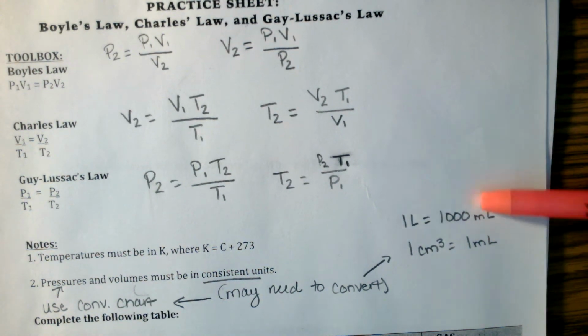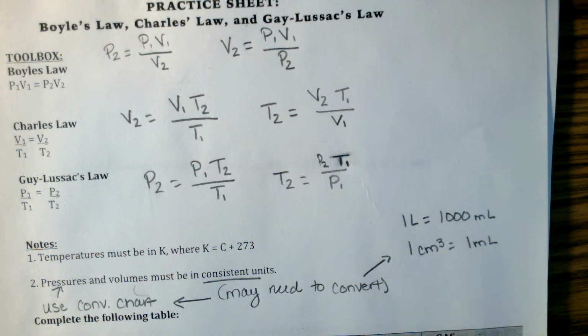So I've written down on here a little note for you guys. 1 liter is equal to 1,000 milliliters, or 1 cubic centimeter is equal to 1 milliliter, which might be helpful for you. Just know that there may be a few problems where you're going to need to convert in order to keep our units consistent.